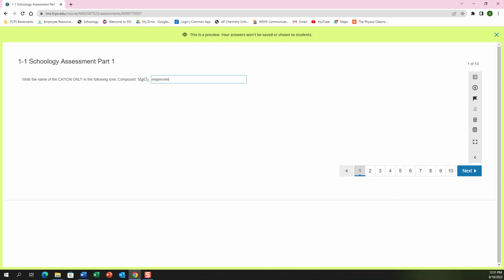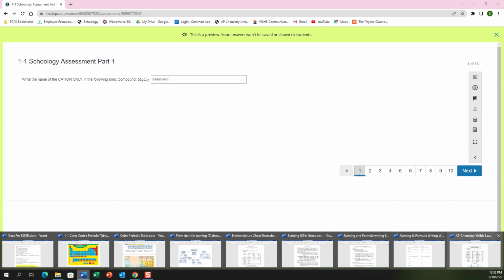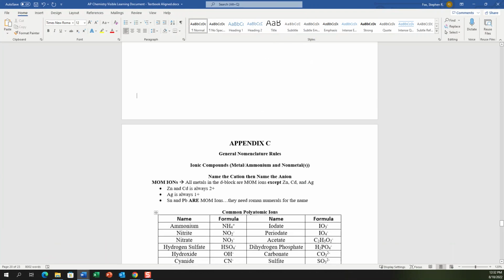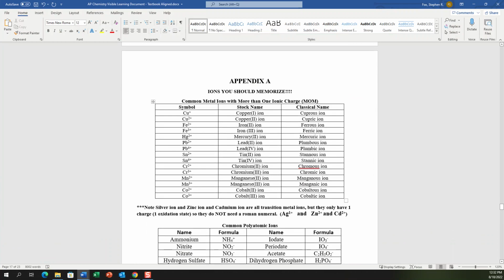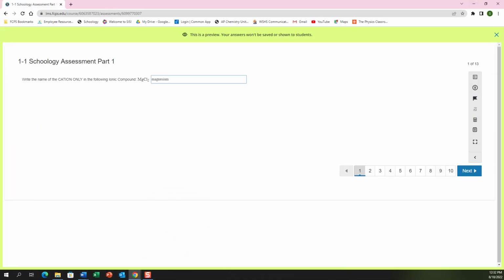Now, when you're naming cations, it's important to know some cations you need a Roman numeral in the charge. Remember your multiple-charge ions. So if you go back to your Visible Learning, if you go to Appendix A, right? Appendix A has the common multiple-charge ions and how to name them with the Roman numeral and stuff like that. But magnesium is not one of those. So the name of this would just be magnesium. So if you wrote magnesium ion, you'd be okay, but magnesium is good.